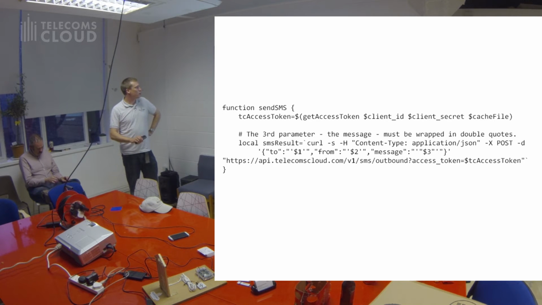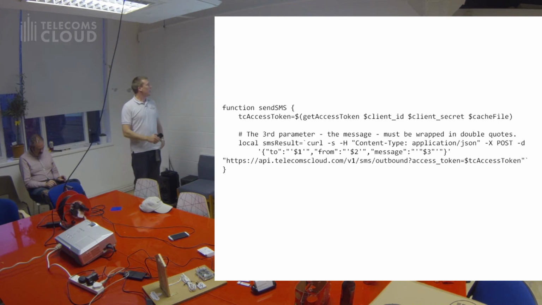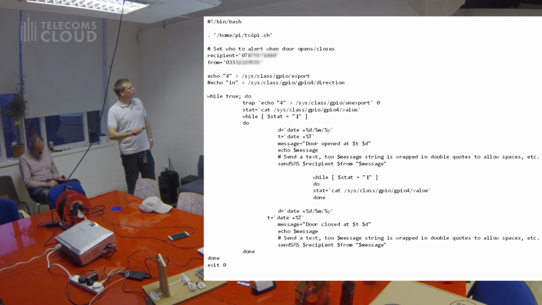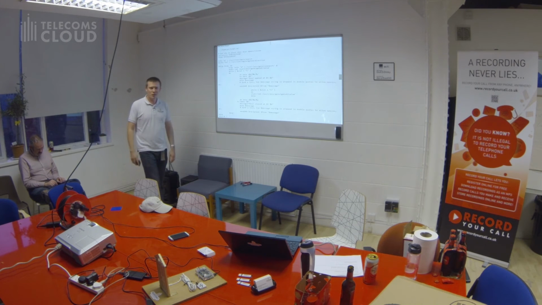And then the function to actually send the text is very simple. Grab an access token so we can talk to the API, and then use the SMS outbound feature there, and then send the message. The bash script, which actually runs when the door is opening, looks at input 4 on the general purpose input output on the Raspberry Pi, and then sends the text. And there's the message that was echoed out onto the screen a minute ago, and then it sends the text when it's opened, and sends a text when it's closed. So it's dead simple, but lots of potential applications in the wild, which might be more useful than your actual front door opening and closing.